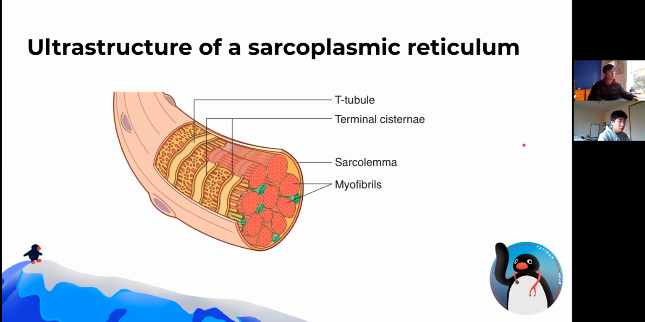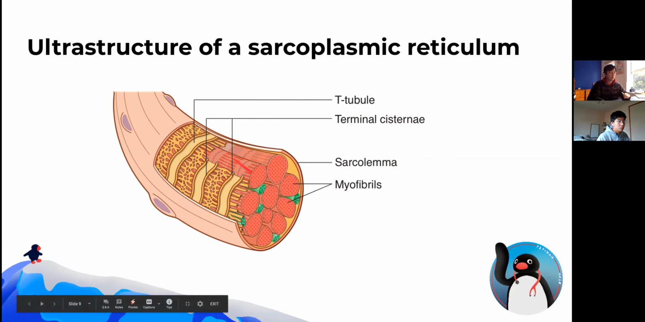Okay. All right, so the ultrastructure of a sarcoplasmic reticulum. This is how all your depolarization and all of these things actually work and get put together. So we have these few components, right? First, we have the T-tubule, terminal cisternae, sarcolemma, and myofibrils. What we need to think of is that the T-tubules are essentially the elongation or connection of the cytoplasmic membrane, and sarcolemma being the membrane itself.